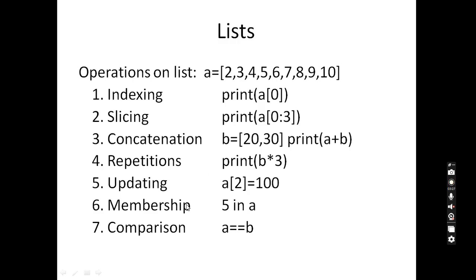The membership operator is used to check whether a particular element is available in the list or not. The membership operators are in and not in. Using 5 in A, 5 is available in the list, so I get the result True. If I use 5 not in A, since 5 is available in the list, the result is False. For the comparison operator, I am using double equal to, comparing list A and list B, whether A is equal to B. No, so I get the result False.